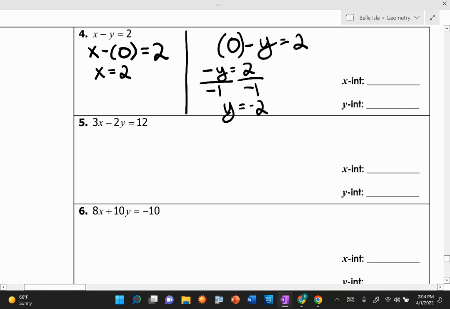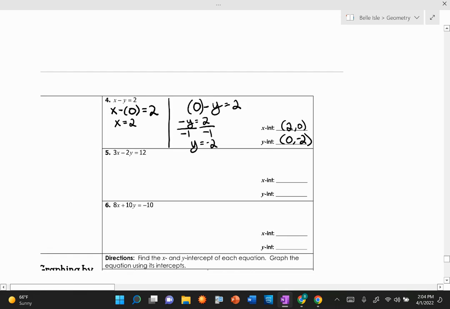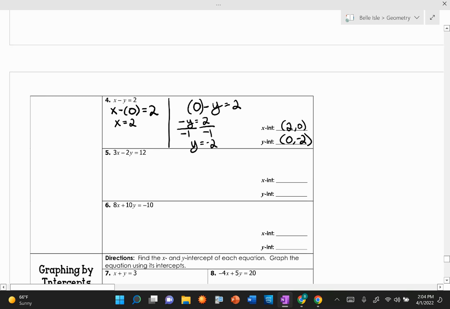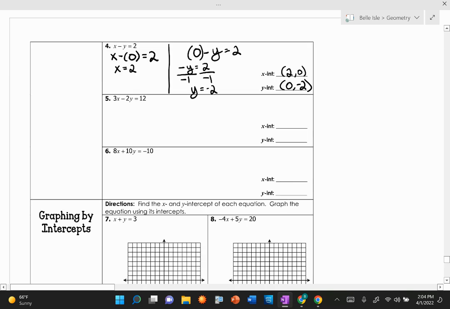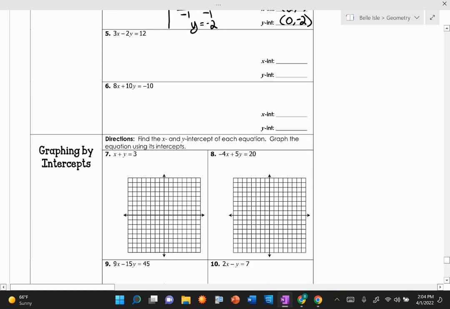So that should give you y equals negative 2. Your solution will look like 2, 0 for your x-intercept. And what will it look like for your y? 0, negative 2. Okay? Now I want you to do number 5, 7, and 9. Number 5, 7, and 9. On 7 and 9, you're doing the same thing. And now when you get those 2 points, your x-intercept and your y-intercept, you're going to graph them and draw your line.